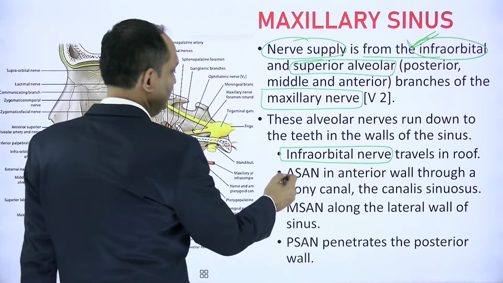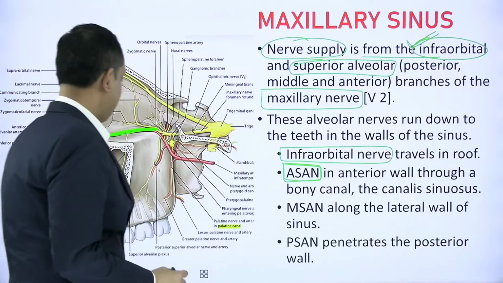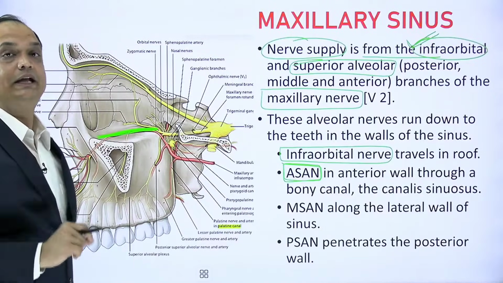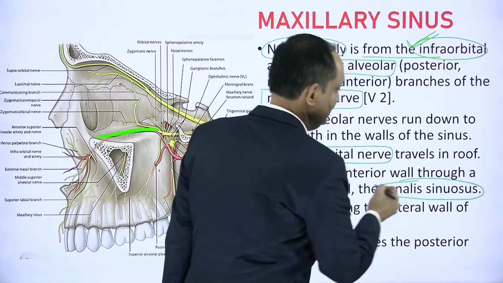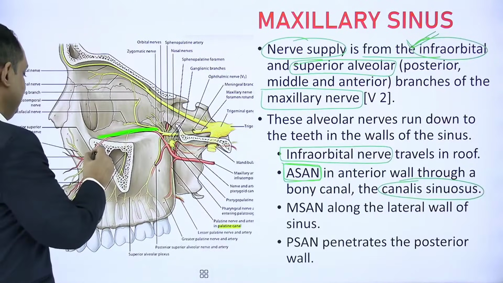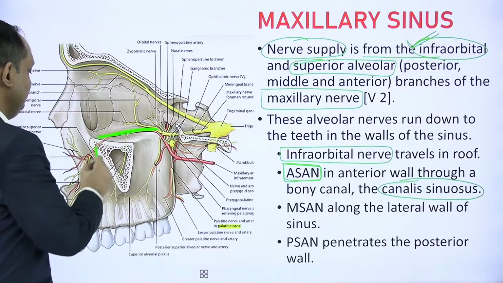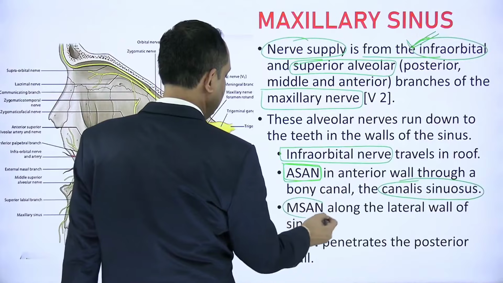Then you will have the anterior superior alveolar nerve. This anterior superior alveolar nerve runs in the anterior wall, and in the anterior wall there is a bony canal, and that canal is known as canalis sinusus. So canalis sinusus is a bony canal in the anterior wall, and in this anterior wall is your anterior superior alveolar nerve. Then you will have the middle superior alveolar nerve.